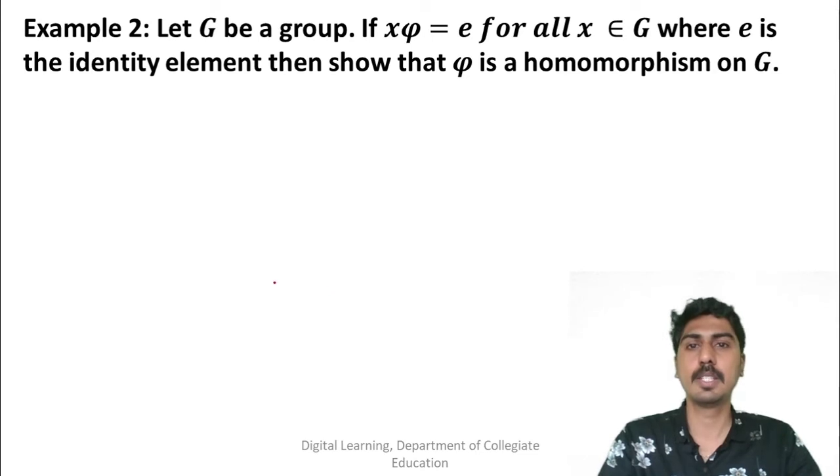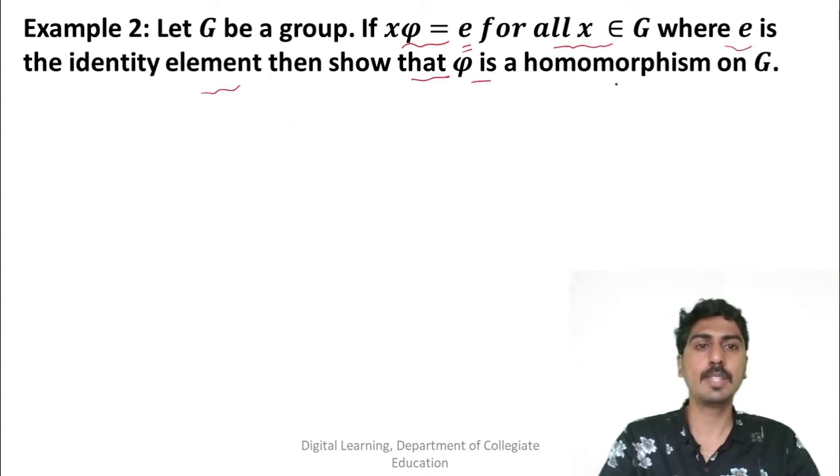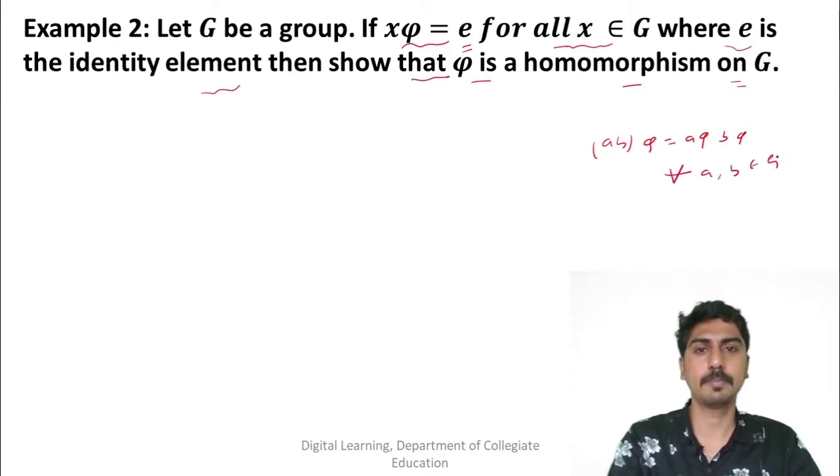Next, we shall consider one more example. Let G be a group. If x phi is equal to E for all x belongs to G, where E is the identity element of the group, then show that phi is a homomorphism on the group G. We need to show that AB phi is equal to A phi B phi for all A, B in the group G.